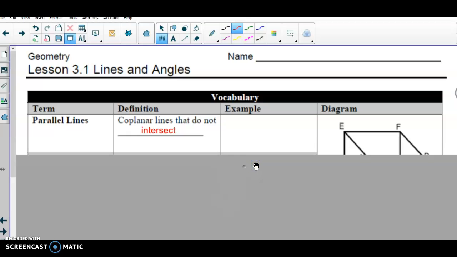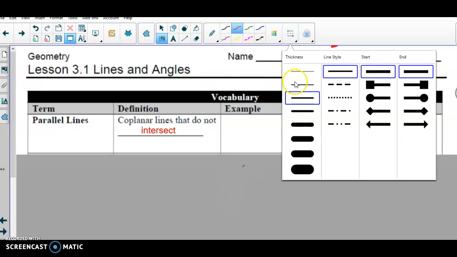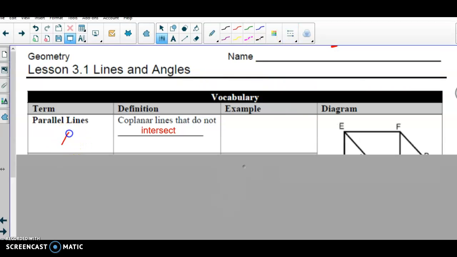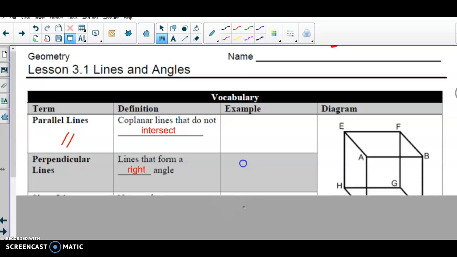Parallel lines. They are coplanar lines that do not intersect. And the symbol for parallel is two slash marks. Perpendicular are lines that form a right angle, or you could say a 90-degree angle. The symbol for perpendicular is an upside down T.